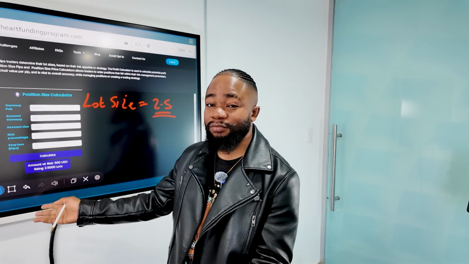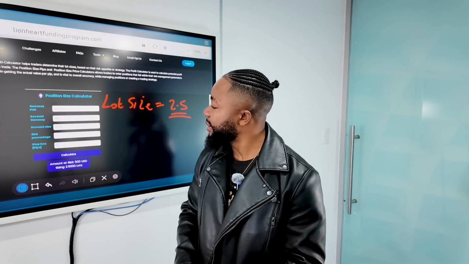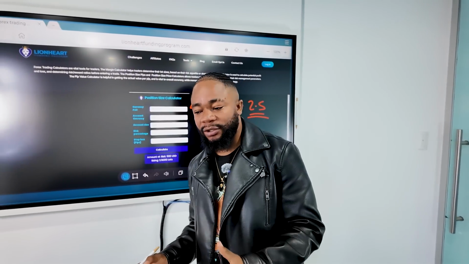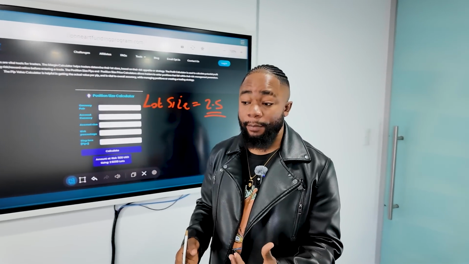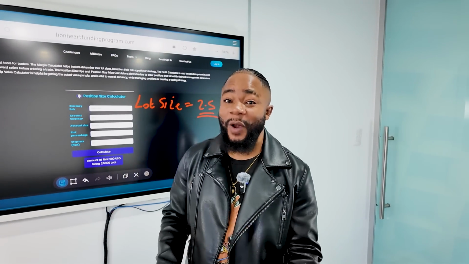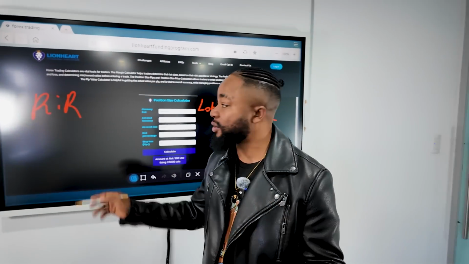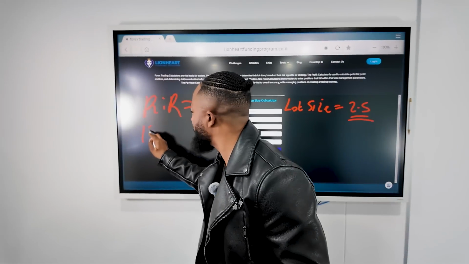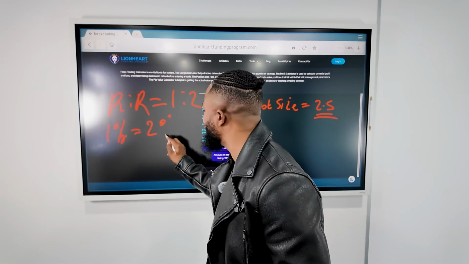So you see how this tool is awesome. With this tool, we've been able to know that the lot size we're going to use here is 2.5. Now, depending on your risk parameters and how you plan on maneuvering through that particular trade, you can say, okay, my risk to reward is 1:2. If your risk to reward is 1:2, and you're risking 1% on that trade, what is your reward? Your reward is supposed to be 2%.